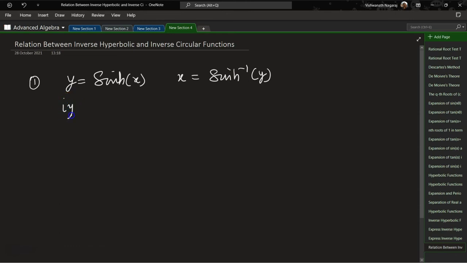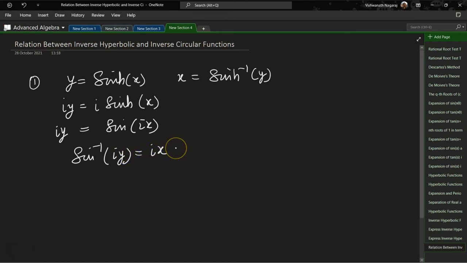Let's multiply both sides by i. So we get i hyperbolic sine of x. Now this can be written as sine ix. i hyperbolic sine of x is equal to sine of ix. Remember, this is iy equal to this. So now let's reverse this. Let's get the sine inverse of iy is equal to ix, or we can say ix is equal to sine inverse of iy. Now let's take this i to the other side.